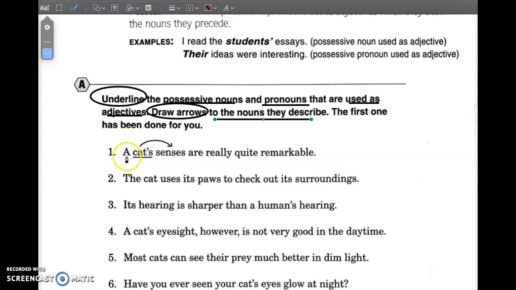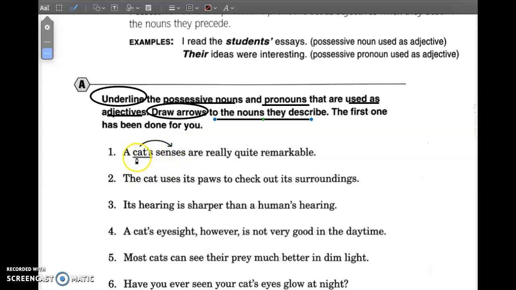So take a look. A cat's senses are really quite remarkable. Okay, in this case, here is our possessive noun, the cat. What does the cat own in this sentence, or what belongs to the cat? The senses. The senses here belong to the cat. But you could just say, senses are really quite remarkable. Because we are being more specific, we're describing the word senses more. Who or what senses? The cat's senses. So the cat's senses are really quite remarkable.